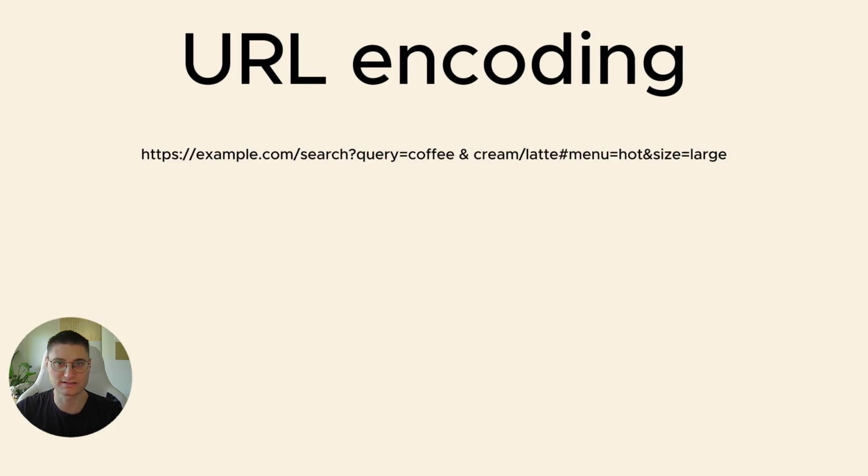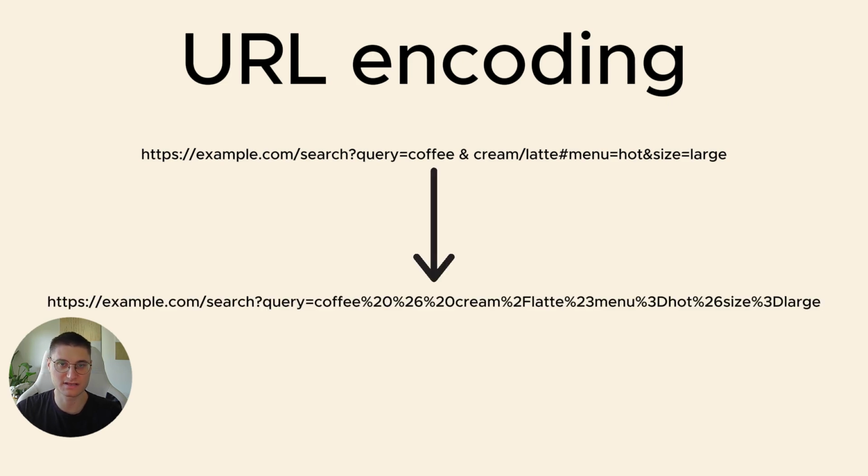Now let's check URL encoding. This is used when a URL contains reserved characters, such as spaces or non-ASCII symbols. URL encoding replaces these with specific % sequences so that the URL can be transmitted safely and opened by servers and browsers. And one more type of encoding is character encoding.